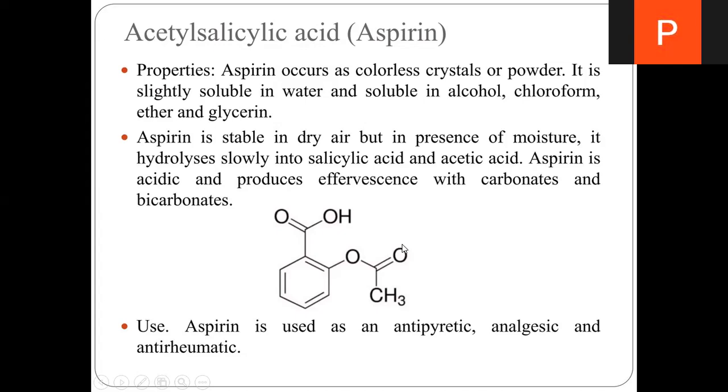So this is the structure of acetyl salicylic acid, which is nothing but aspirin. Already you know the salicylic acid structure: a benzene ring attached with COOH along with the OH, but one H is replaced by an acetyl group, which is COCH3. So that's why we get acetyl salicylic acid. Next, coming to the use, aspirin is used as an antipyretic, analgesic and anti-rheumatic.